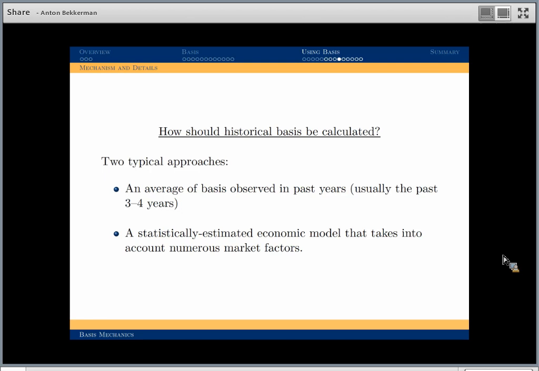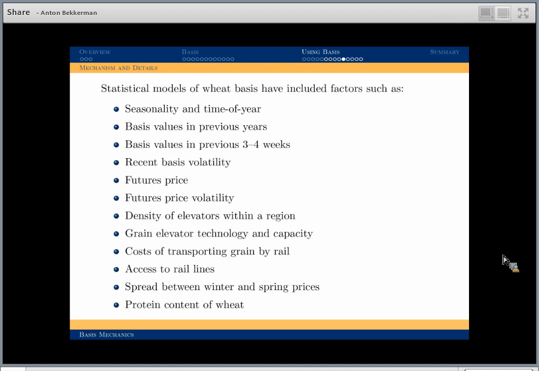There's a really interesting paper that showed that as futures price volatility increases, that increases the risk of grain elevators making contracts with producers. And elevators don't like risk. So when futures price volatility increases, and in doing so increases elevators' risk, they pass on some of that risk to producers in the form of lower prices, right? So what elevators do is they share that risk with producers.